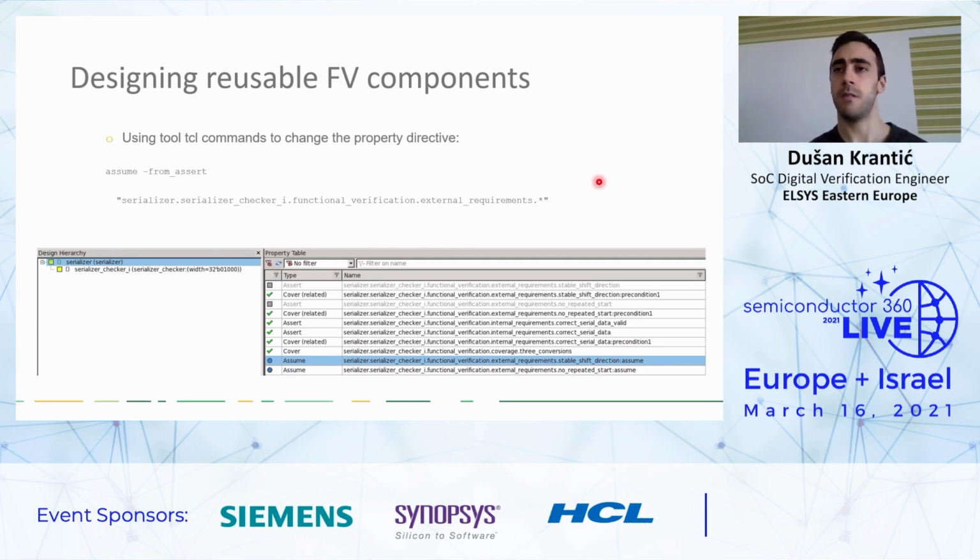If, for example, you find that some requirements are missing, you can easily just add them in this external requirements block, and using the same flow, they will automatically be converted to assumptions.